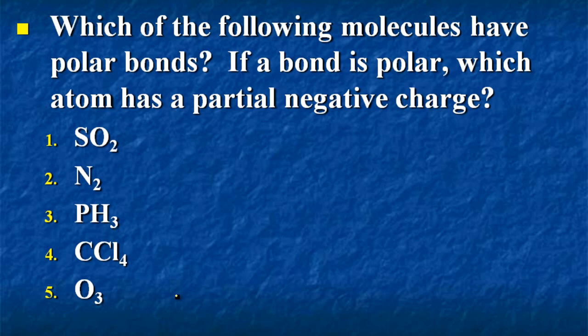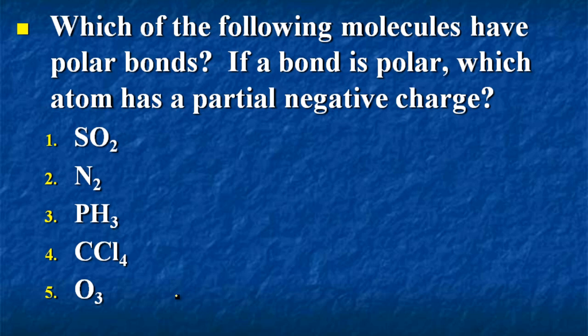Well, if you remember the structure of sulfur dioxide, sulfur was in the middle, oxygens were on each side. So, between sulfur and oxygen there are bonds, right? So, you are looking at the bond, only the bond. Yeah. How about N2?